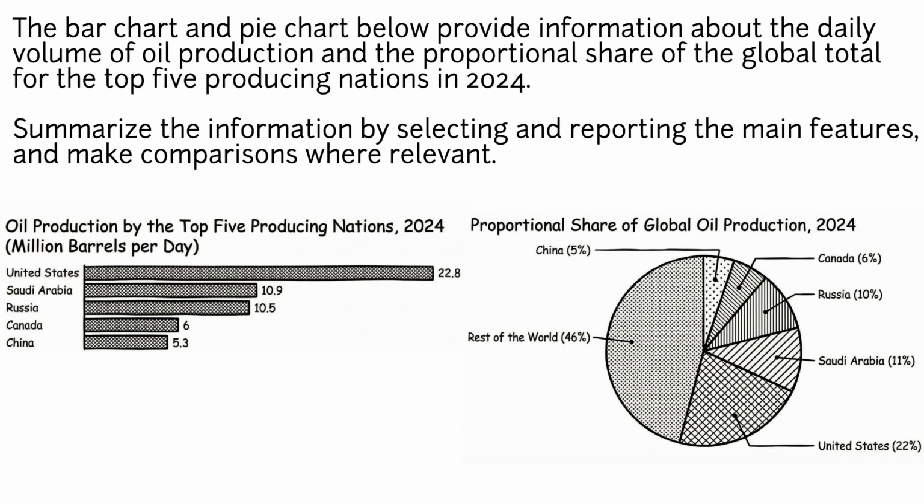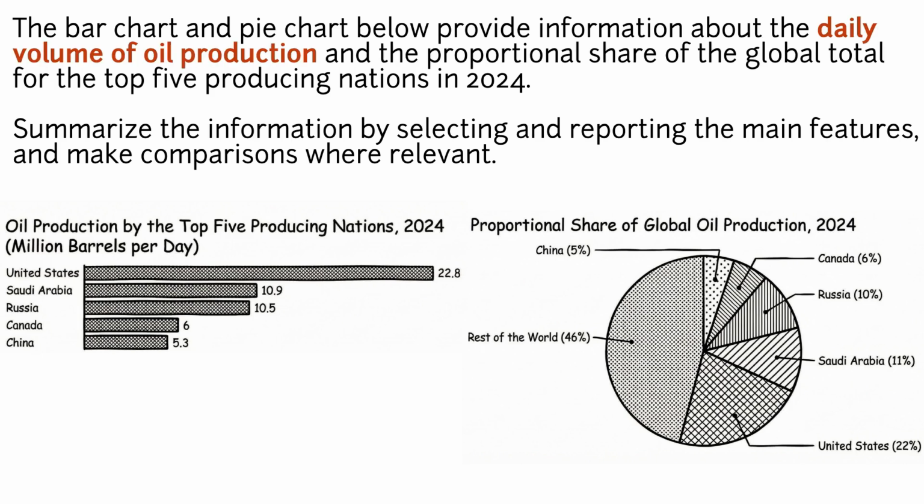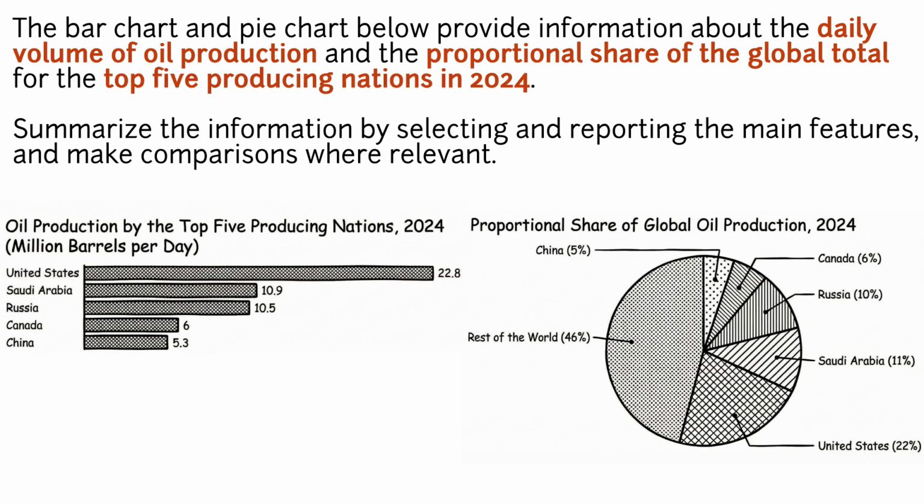The bar chart and pie chart below provide information about the daily volume of oil production and the proportional share of the global total for the top 5 producing nations in 2024. Summarize the information by selecting and reporting the main features and make comparisons where relevant.